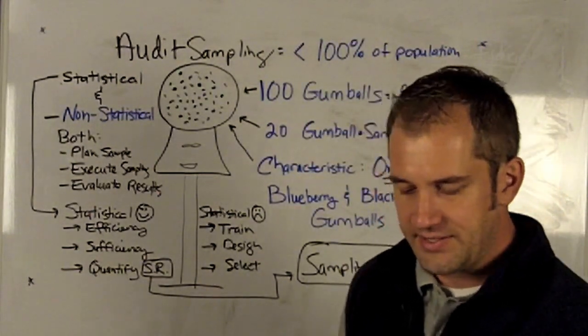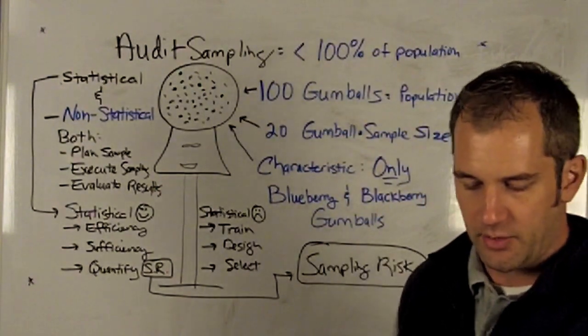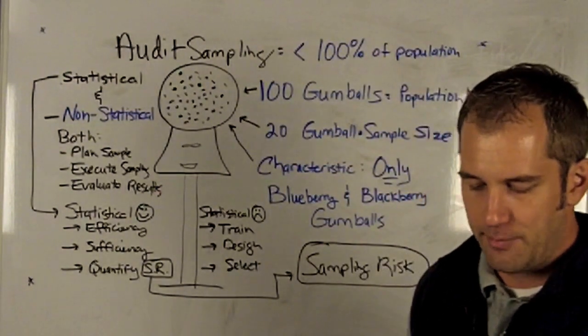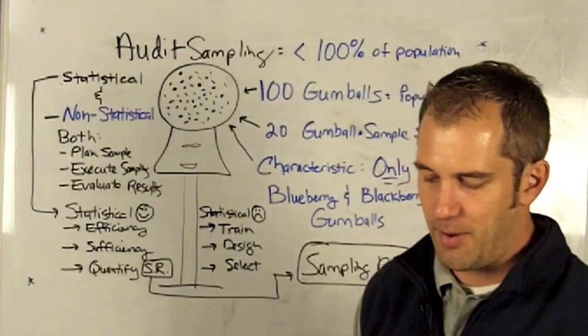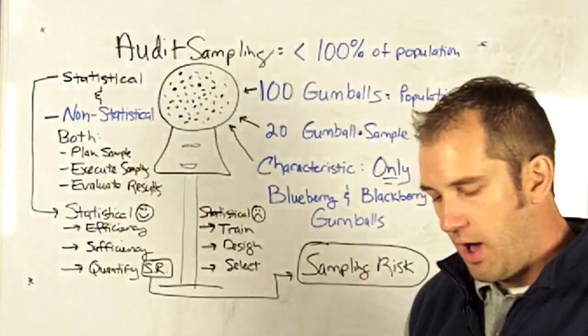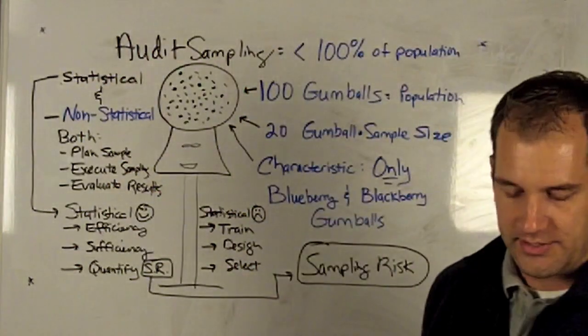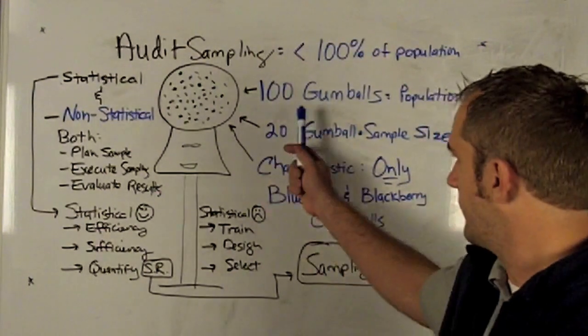Which of the following best illustrates the concept of sampling risk? A randomly chosen sample may not be representative of the population as a whole on the characteristic of interest, and that's the answer. We know that.